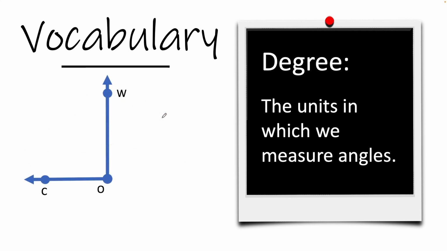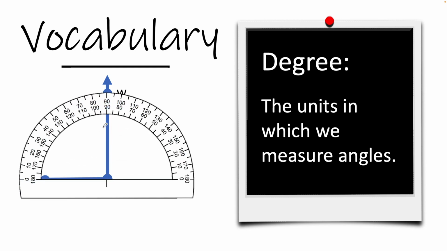Okay, now the measure of angle CAL. What's the measure of angle CAL? Here's our protractor. It's opening up starting this way. Okay, so we're going to go read. And we've got a 90-degree angle. Now, a 90-degree angle is also what we call a right angle.